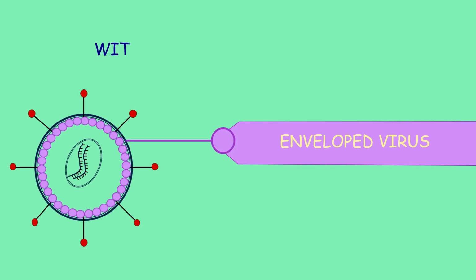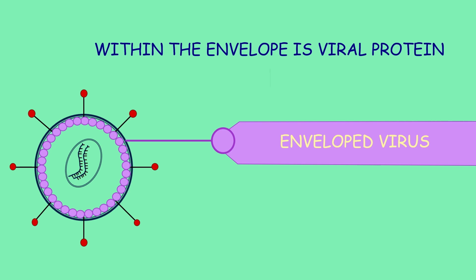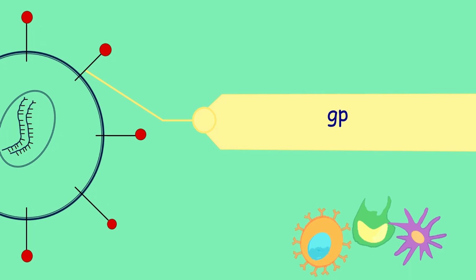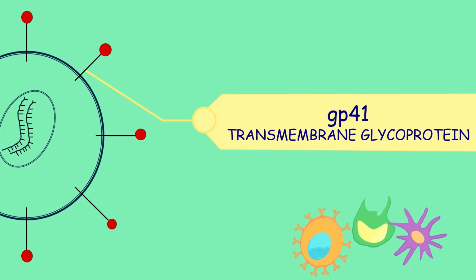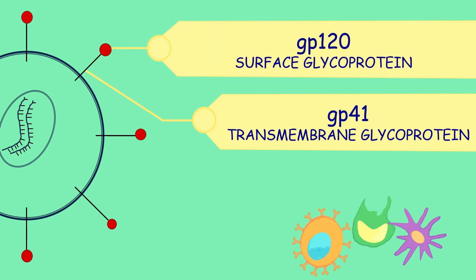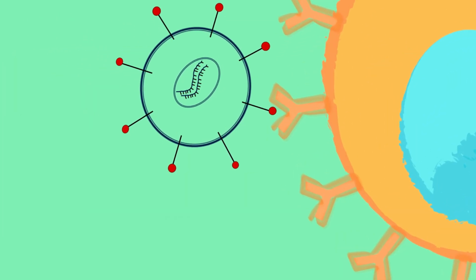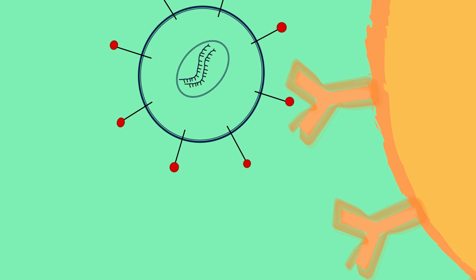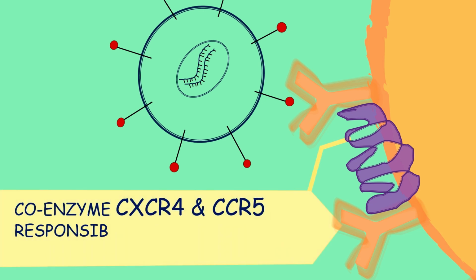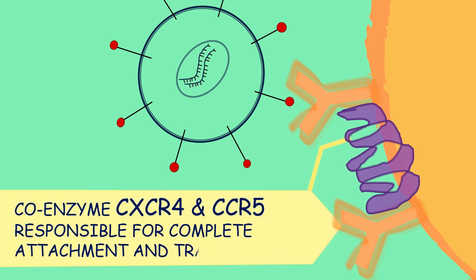HIV is an enveloped virus. Within the envelope is viral protein P17 and P18. Embedded in the envelope is a transmembrane glycoprotein GP41, to which is attached surface glycoprotein GP120. These glycoproteins are responsible for attachment to the host cell. GP41 and GP120 act as the primary attachment sites. HIV uses co-receptors CXCR4 and CCR5 for its complete attachment and transmission to the host cell.